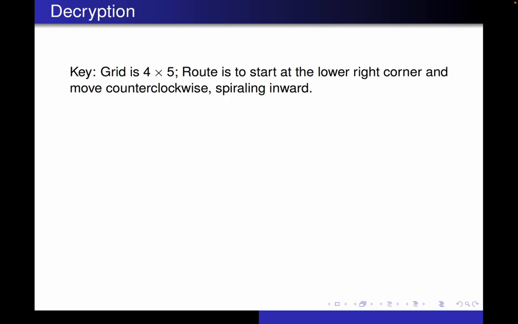For decryption, it works the same way, except we just work the process in reverse. We're going to use a different key and a different message, so that we can look at it fresh. So in this case, we're going to look at a 4x5 grid. That's the size of the grid. And now our route is going to be a spiraling route. We're going to start at the lower right corner, go all the way to the outside, and slowly spiral inward until you get to the center.